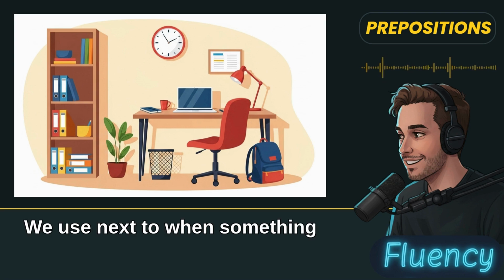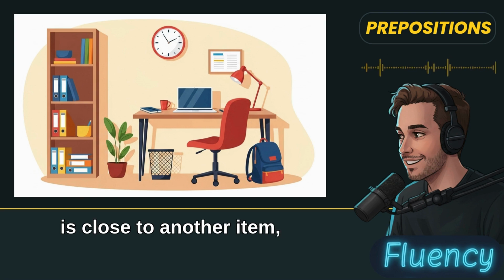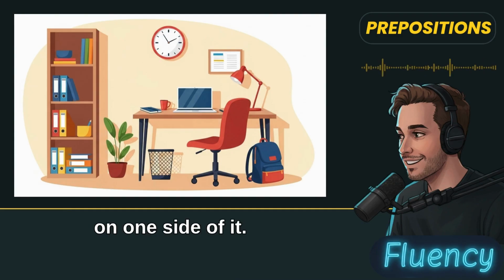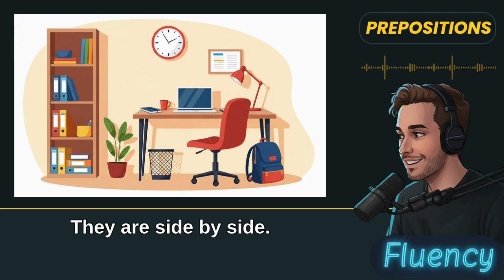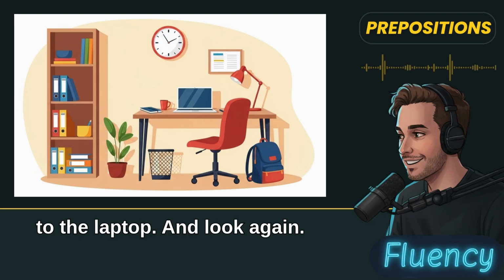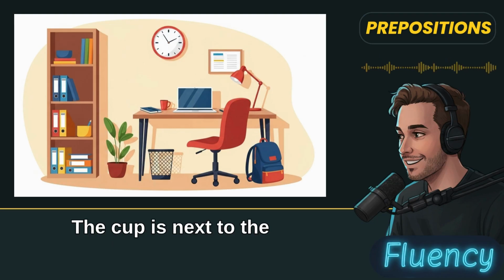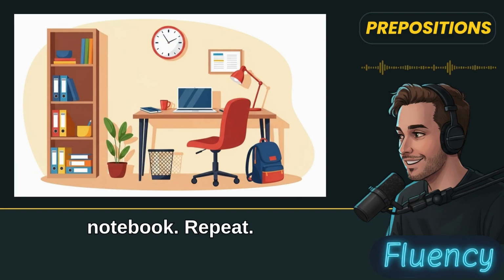Now, let's practice next to. We use next to when something is close to another item, on one side of it. Look at the desk again. The notebook is next to the laptop. They are side by side. Repeat. The notebook is next to the laptop. And look again. The cup is next to the notebook. Repeat. The cup is next to the notebook.